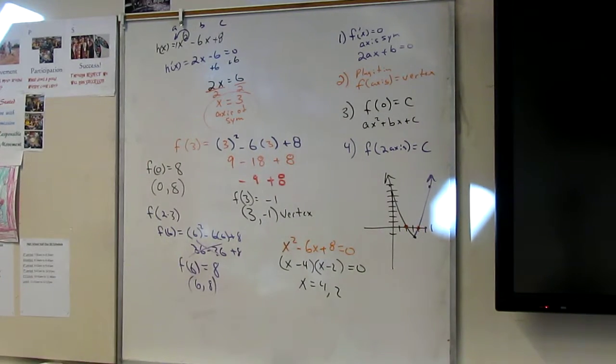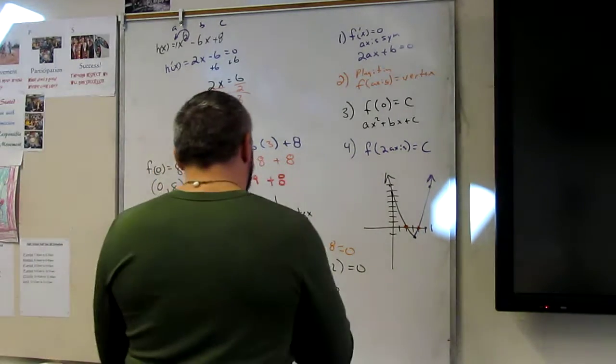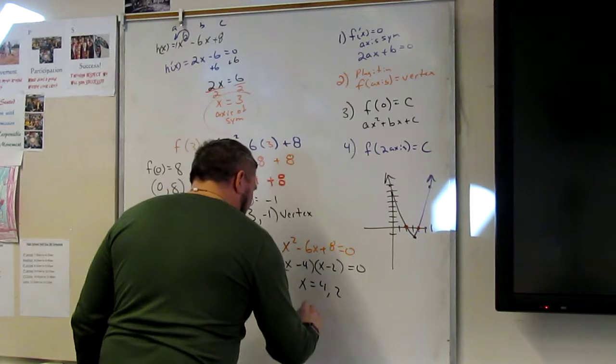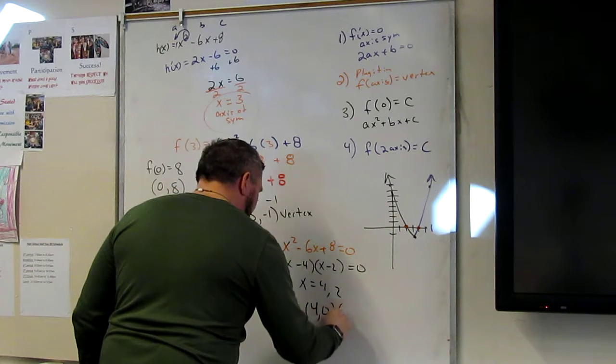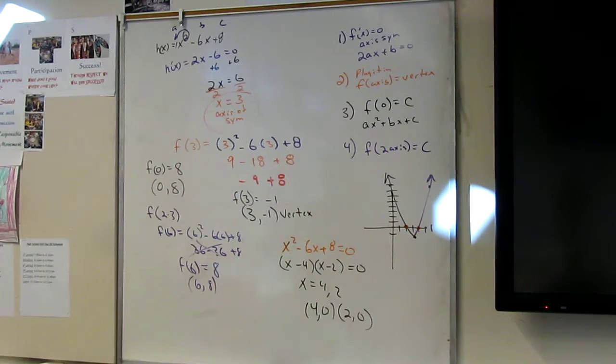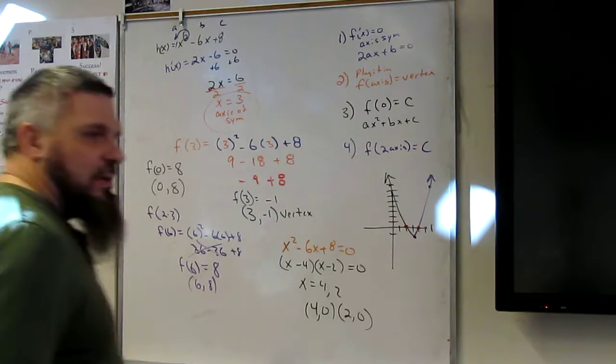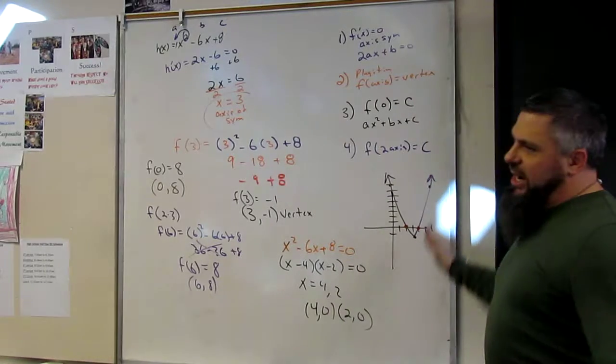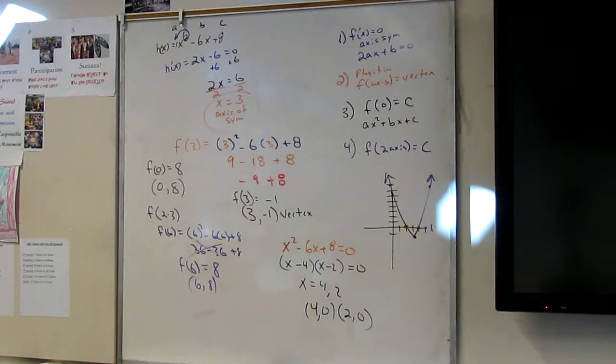Okay? And so that is what's going on. We have 5 points. We have 4, 0, and 2 and 0, right? Where y's are the same, but the x's are different. Okay? We have 6, 8, we have 0, 8, and we have 3 and negative 1. And it makes this beautiful quadratic.